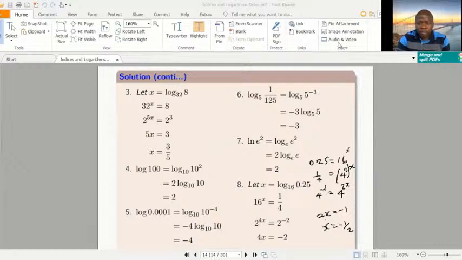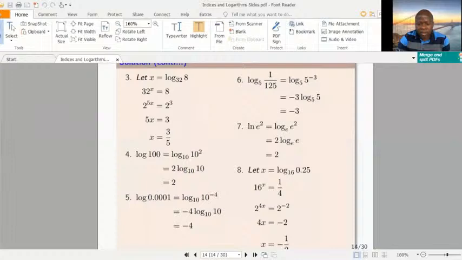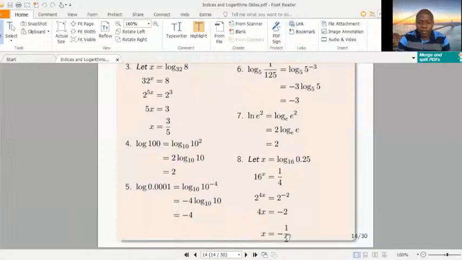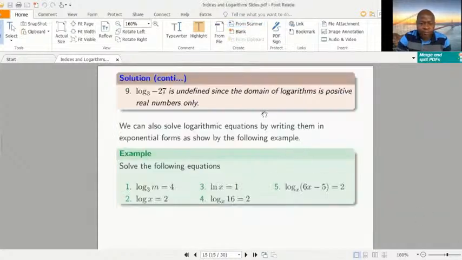Let me see whether I did it up to completion, because I'm not seeing my answer here. Let me just scroll down and see whether I've got the answer. Yes, it's there. X is negative 1 out of 2. That's how you do this question. Let's proceed with the next concept.